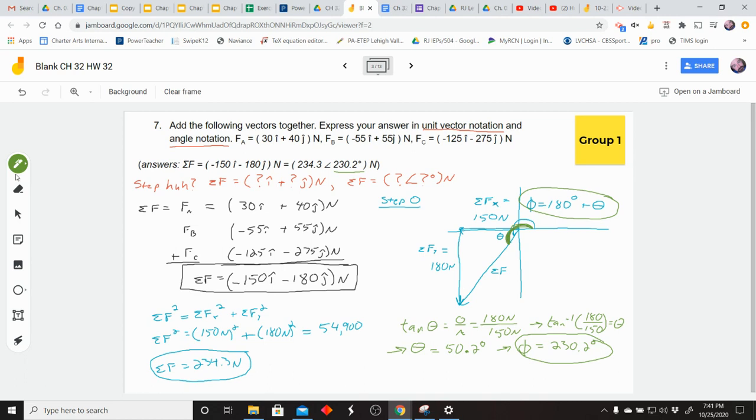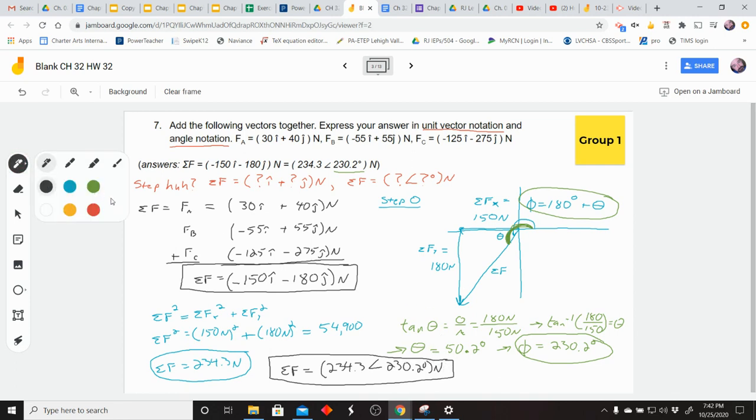So that's what we're going to use. And then finally, I guess we're going to switch back to black. What does that mean? That means sigma F in angle notation is the magnitude, 234.3, draw your little angle symbol at 230.2 degrees newtons. So put a box around it. We found the right thing with the right units here, degrees is a unit. So we're happy. So that one looks good. That one looks good.